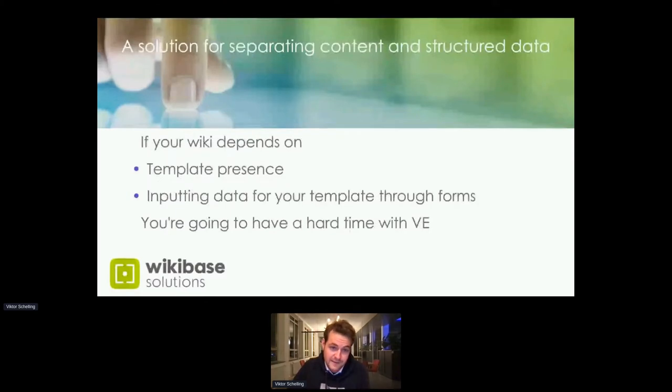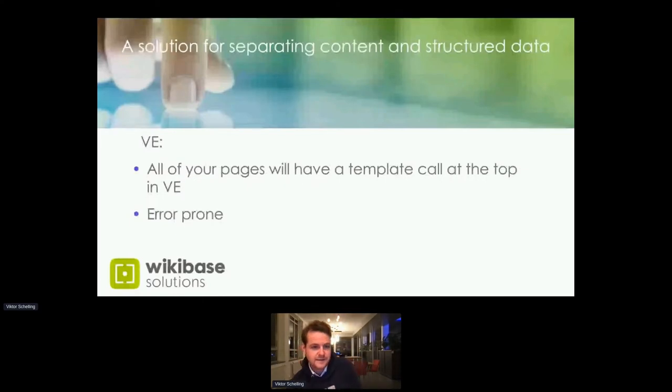So if your wiki depends on template presence, which is, I think, the case for all of us, and we also want to support a good structured data setup through forms, you're going to have a hard time just with a visual editor. At least that is traditionally before we found out about multi-content revisions. Traditionally, or at least that's how it should be, all the pages should have a template call. For most of us, when you open source code of a page, you will immediately be greeted with a template call in there, which has lots of structured data. Using that in your visual editor both shows up with a visually displeasing result, and it is also a bit error prone because a user can delete it, etc.